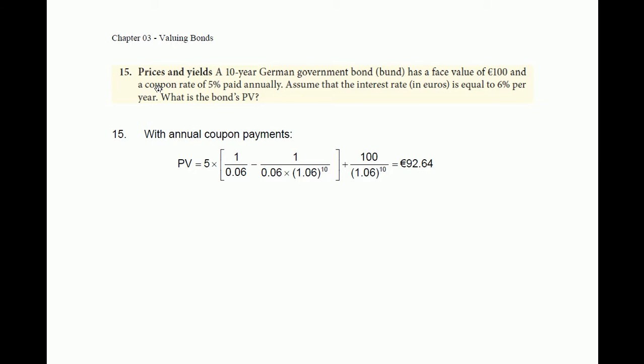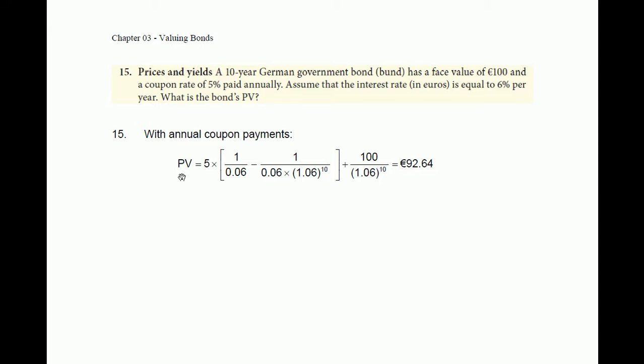Question 15. Prices and yields. A 10-year German government bond has a face value of 100 euro and a coupon rate of 5% paid annually. Assume that the interest rate in euros is equal to 6% per year. What is the bond's present value?